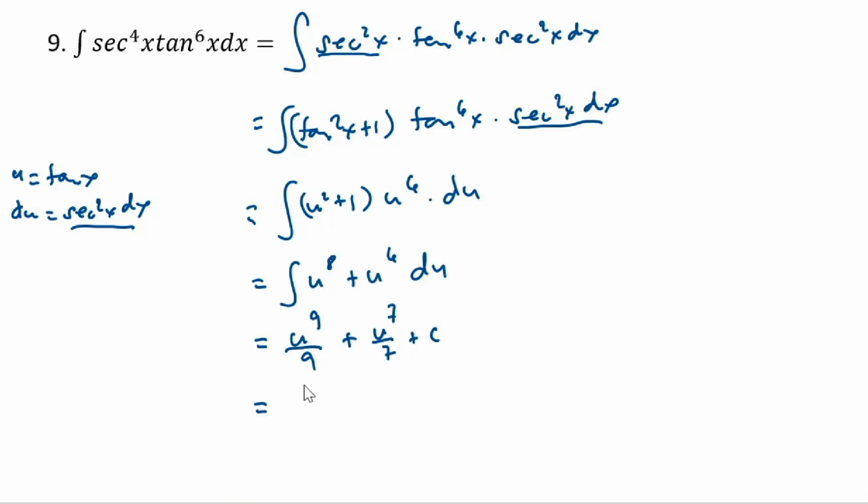And then replacing the meaning of u, we have now tangent to the power of 9 of x over 9 plus tangent to the power of 7 of x over 7 plus a constant.